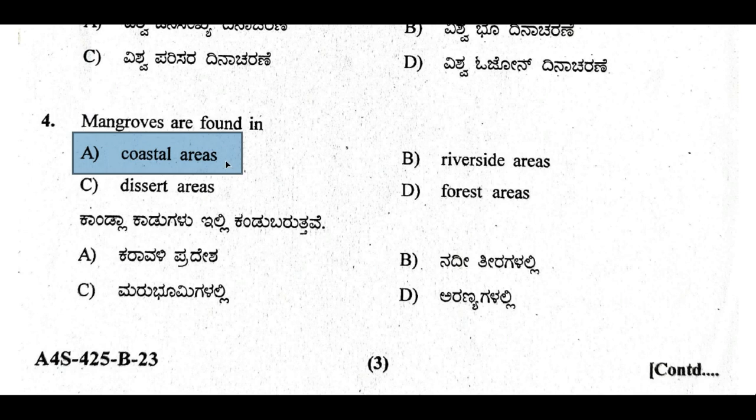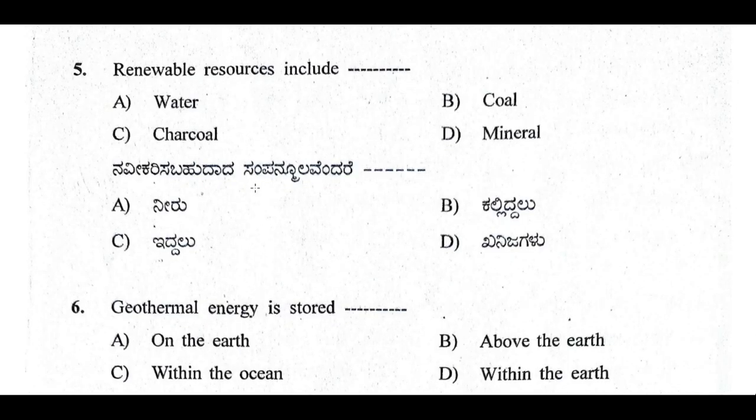Coming to question number 5, again an easy question. Renewable resources include dash: water, coal, charcoal, or mineral. Here, the renewable resources include solar energy, wind and falling water, the heat of the earth that is called geothermal, and plant material like biomass, waves, ocean currents, temperature differences in the oceans and the energy of the tides. So these are the renewable resources. The water comes under the renewable resources. So therefore, renewable resources include water, not coal, charcoal or mineral.